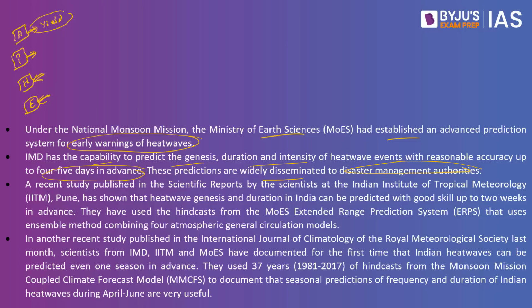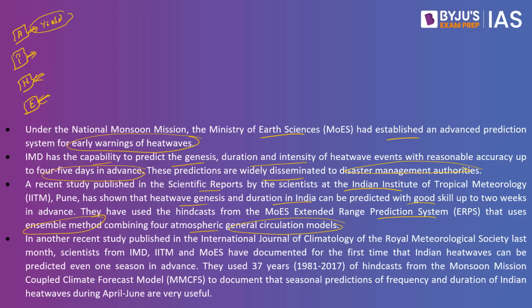Further, a recent study published in Scientific Reports by scientists at the Indian Institute of Tropical Meteorology, Pune, has shown that heatwave genesis and duration in India can be predicted with good skill up to 2 weeks in advance. They used the hindcast from the Ministry of Earth Sciences extended range prediction system that uses an ensemble method combining 4 atmospheric general circulation models.